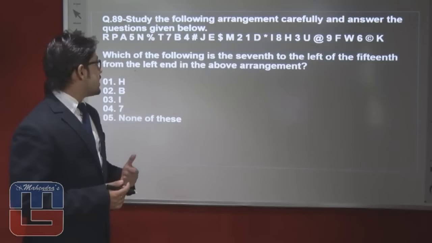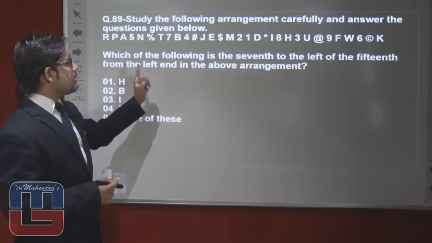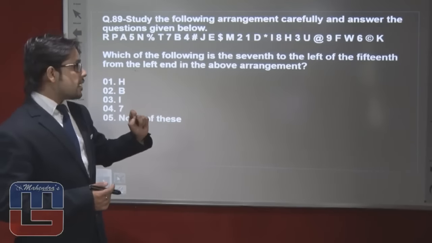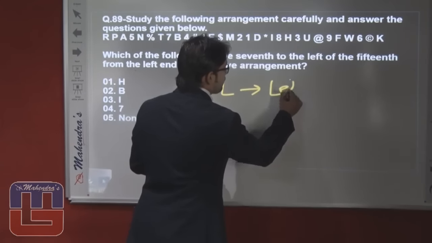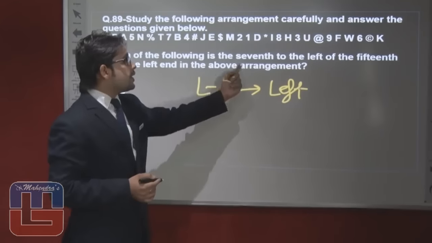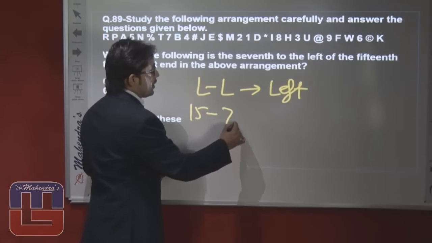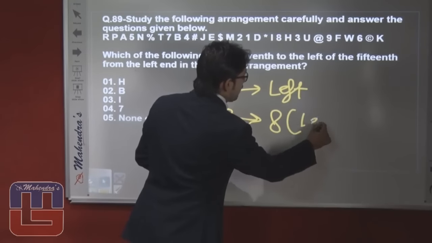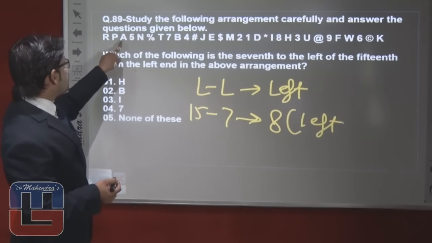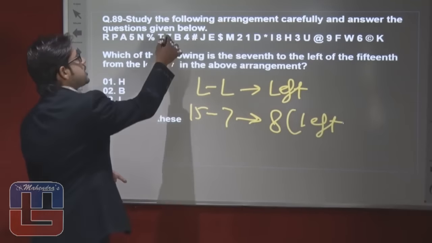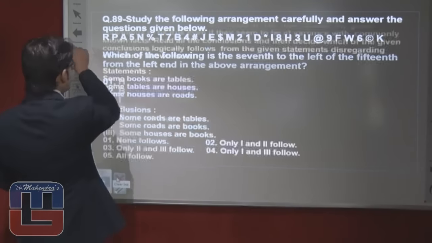That is again saying which of the following is the 7 to the left of 15 from the left hand in the above arrangement. You can use a formula like left minus left will be left. As you can see here, 7 to the left of 15 from the left. So 15 minus 7, that will be 8 from left side. So we can say that answer of this question will be 8 from the left. 1, 2, 3, 4, 5, 6, 7, 8. That will be 7, which is written in option number 4. Let's proceed towards the next question.